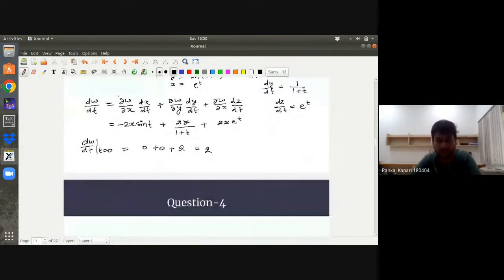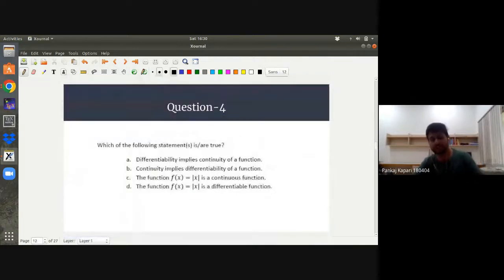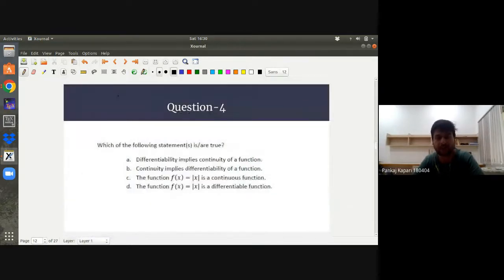Okay, let's move to the next problem if there are no other questions. So this is a simple conceptual question. Again, you have to tell which options are correct and which are false. Okay, first let's see the options C and D.